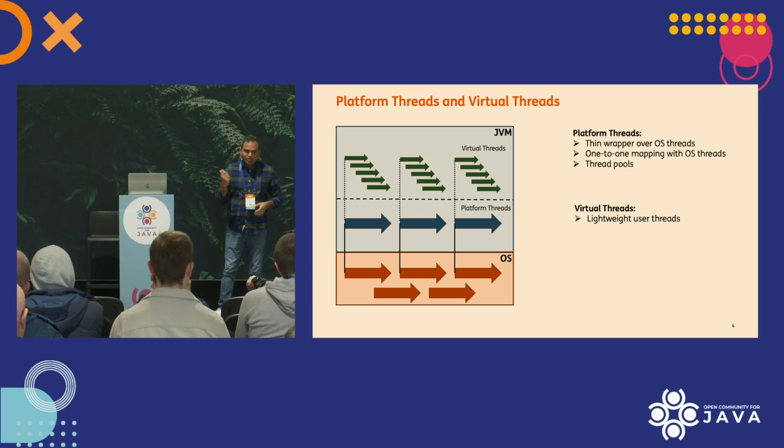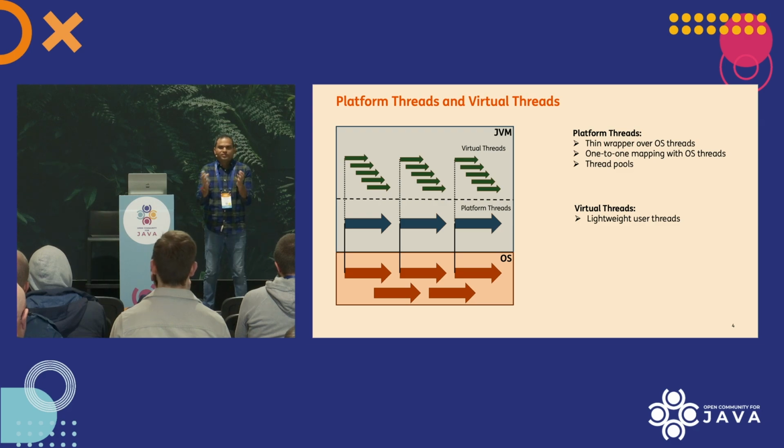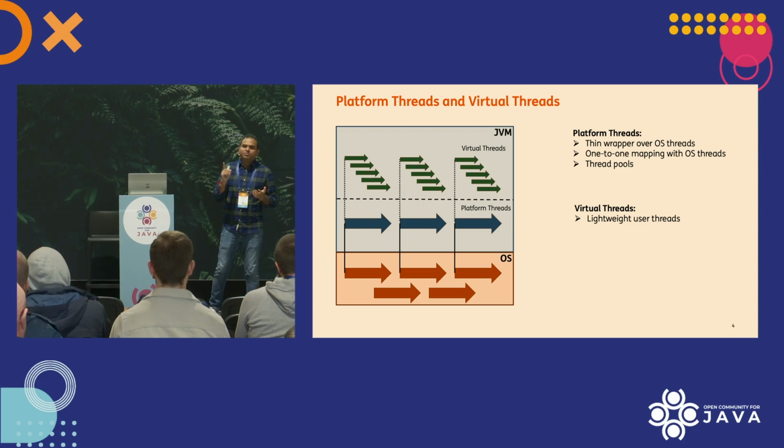Virtual threads, on the other hand, are lightweight user threads. Lightweight meaning they require significantly less memory. And because of that, you can create them in abundance. You can create thousands or even millions of virtual threads, and that makes them highly scalable. There's actually one more thing that makes them scalable, and we will see that on the next slide.